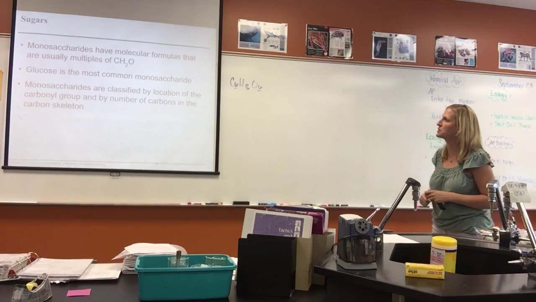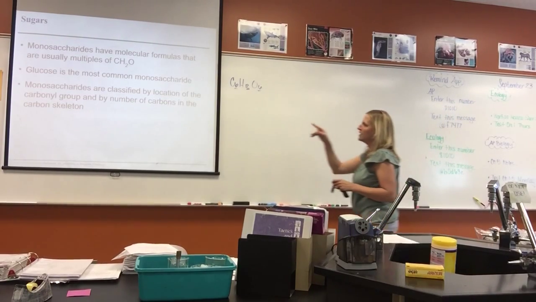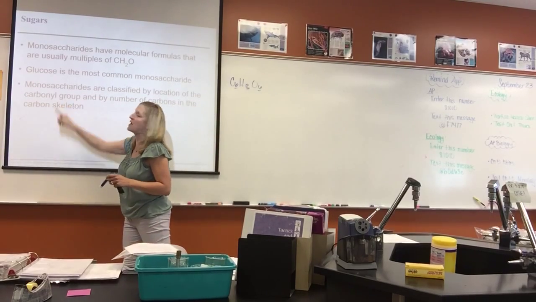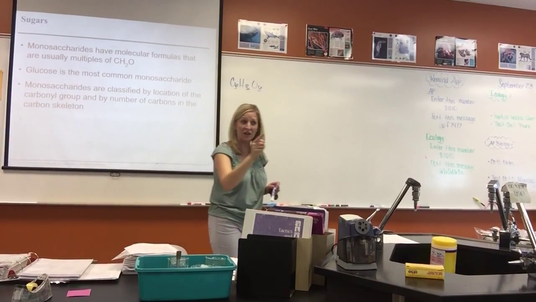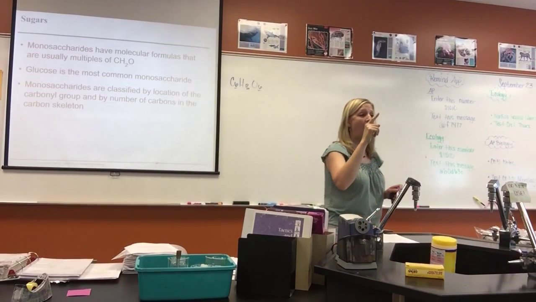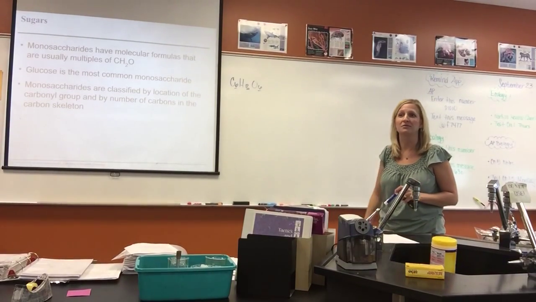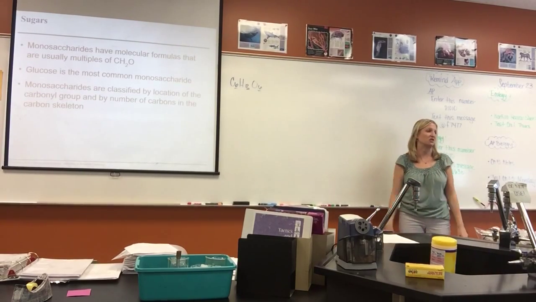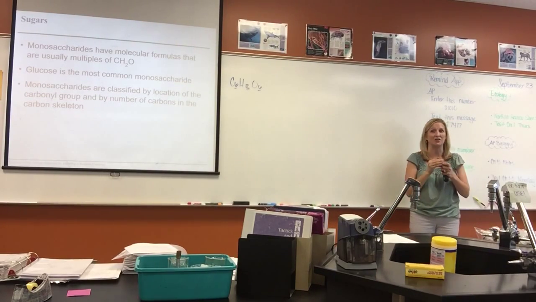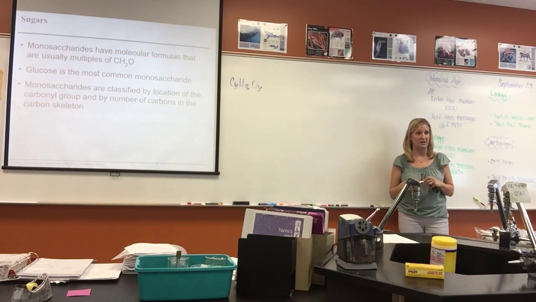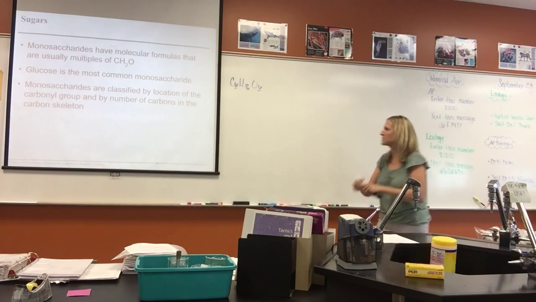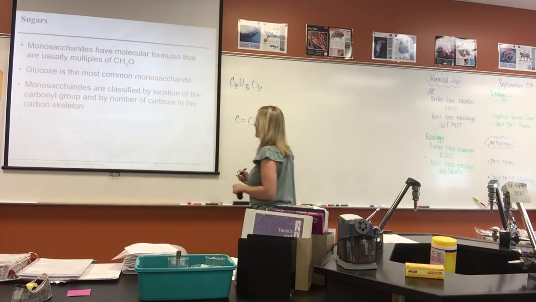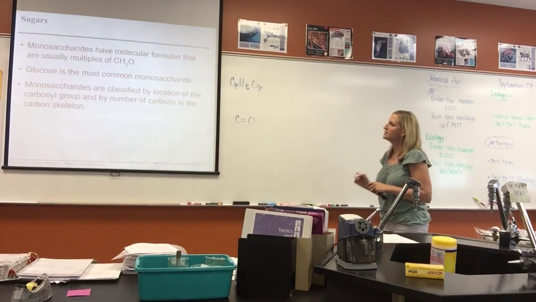So glucose is the most common monosaccharide. And then it says they're classified by the location of their carbonyl group. Now, raise your hand if you can tell me how to draw the carbonyl group. You remember its construction. What do I have to do to draw the carbonyl group, other than just a C with a double bond with O? Absolutely. So C with a double bond to an O. That's called the carbonyl group.